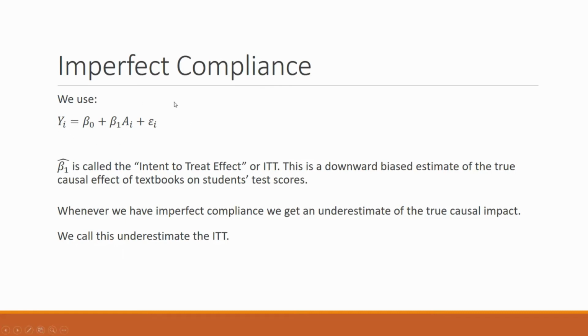So if I ran this regression, I would interpret it this way. Textbooks increase students' test scores by at least beta 1 hat. Because it's an underestimate, it's the bottom. It's smaller than it should be. So I can say that textbooks increase students' test scores by at least beta 1 hat.